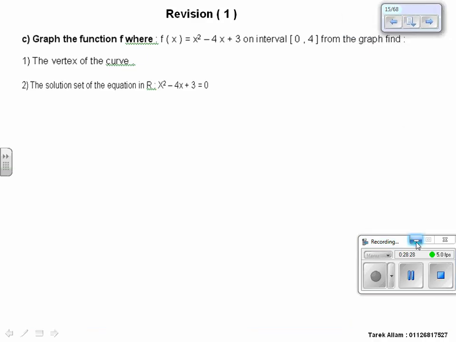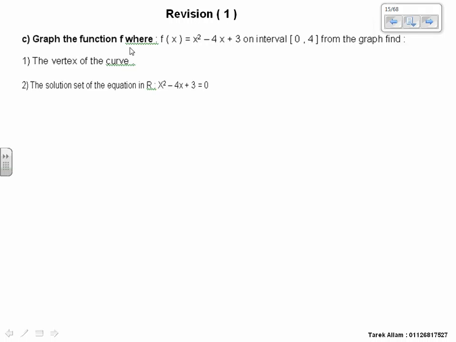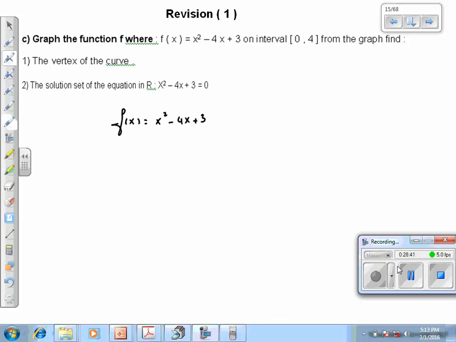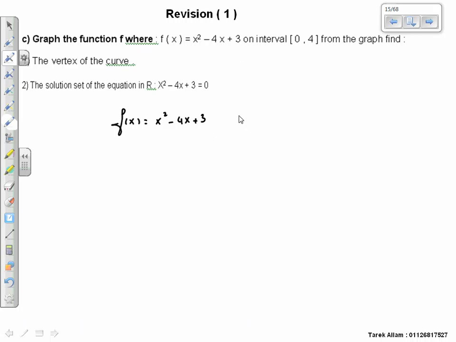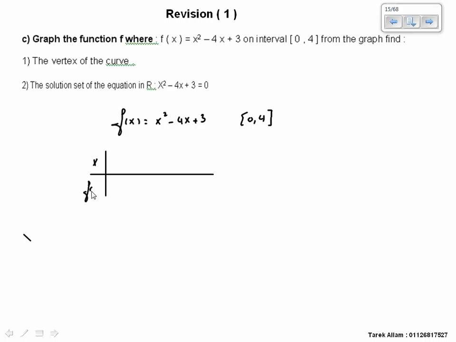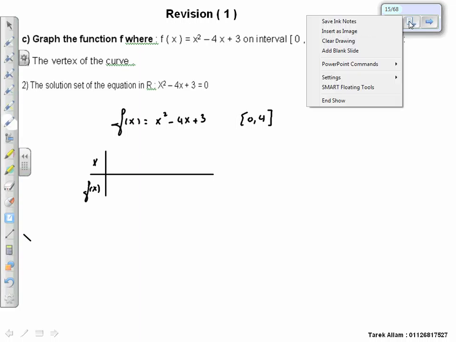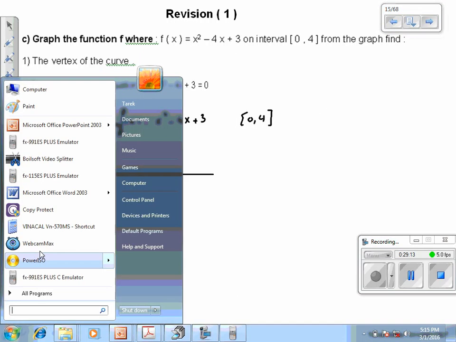Very well. Next question is: graph the function f where f(x) equals x² − 4x + 3 on the interval from 0 to 4. So to graph the function, we need to make the table for the drawing. Here is x and here is f(x). So let's start solving this problem. I will use my calculator.